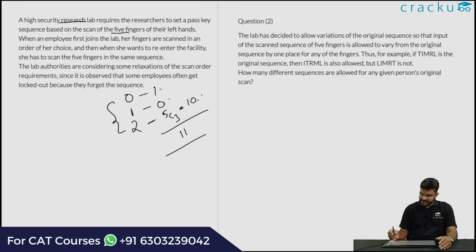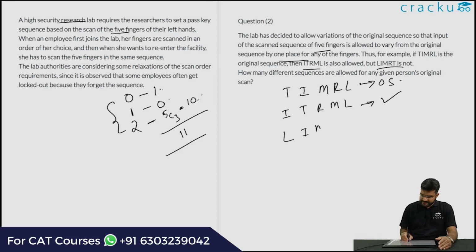Here a lab has allowed for different variations of the original sequence of 5 fingers, such that if each finger is misplaced by 1, even that is allowed. So for example, if the original sequence was TIMRL, then ITRML is allowed. But L, I, M, R, T is not allowed.